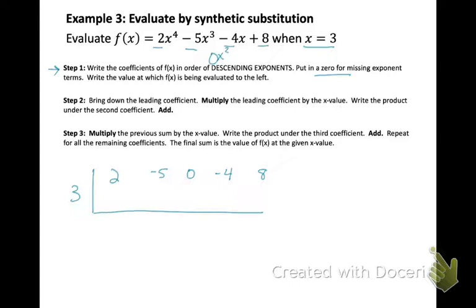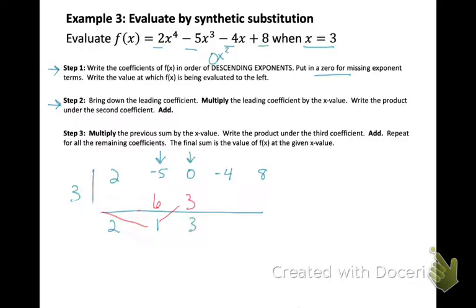We're going to multiply that leading coefficient by the x value, 3. So we're multiplying diagonally and then writing the product under the next coefficient. So watch this. I'm going to bring down 2. I'm going to multiply it by 3 and place it underneath my next coefficient. Now I'm going to add vertically. So negative 5 plus 6 is 1. And then we're going to repeat the process, this time multiplying 1 by 3, placing it underneath and adding.